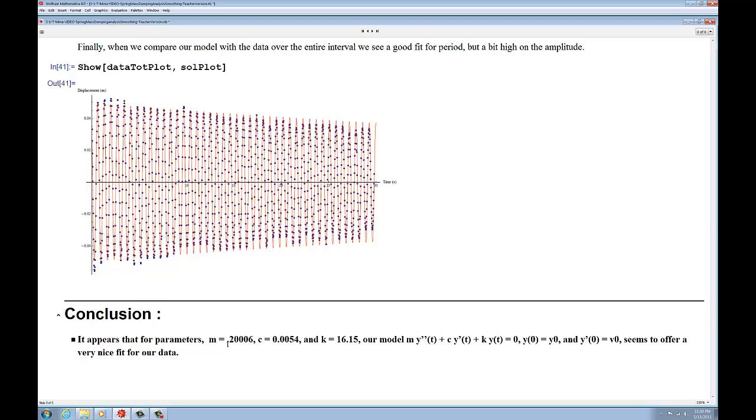So what's our conclusion? Our conclusion is that we were able to model a spring damper. We were able to collect some data. We were able to estimate the parameters of the model, namely the mass, the damping constant, and the spring constant, given the data and given some initial position and velocity, which we computed from the data, and it looks like we have a pretty good model.